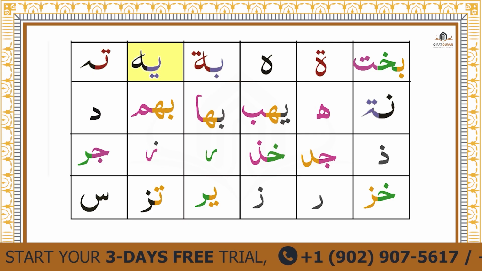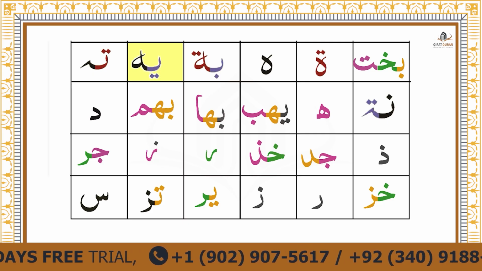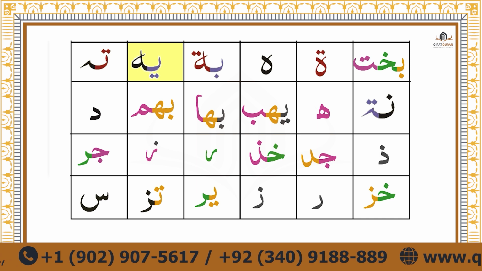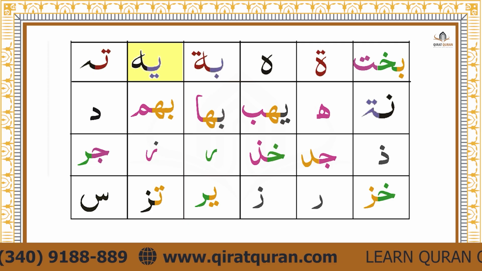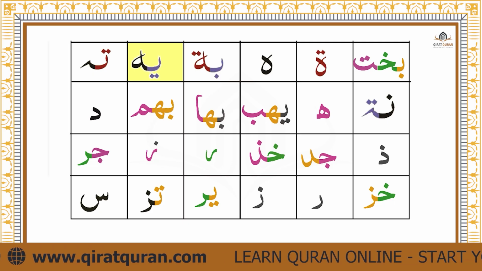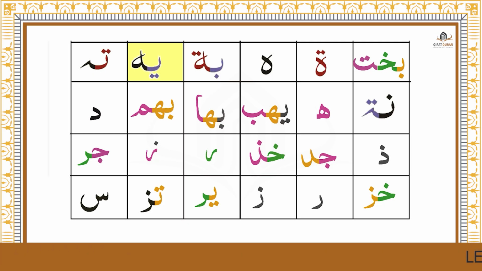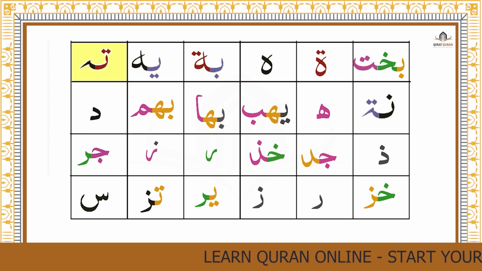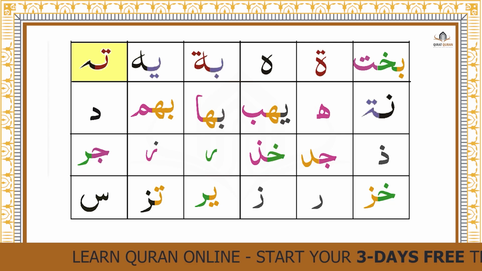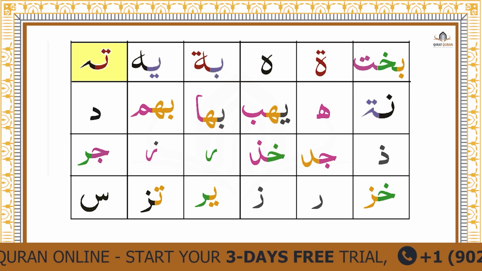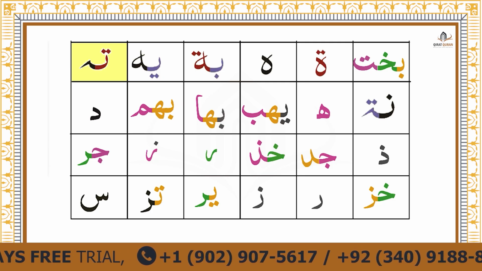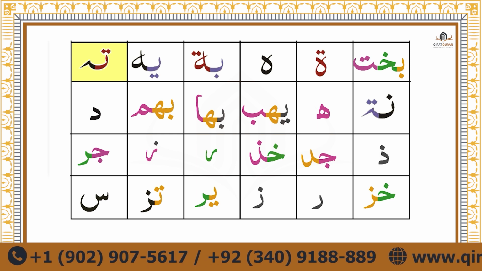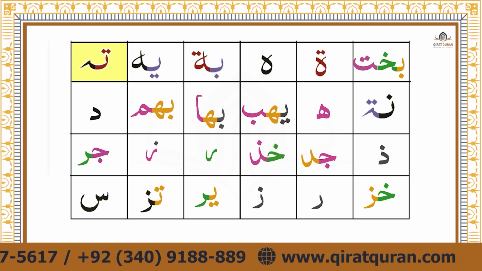Then there are also two letters. The first one, which has two dots at the bottom, in blue color, is Ya. The second one is Ha. So these two letters are Ya, Ha. There are also two letters. The first one, which has two dots at the top, is Ta. And the second one, the black one, is Ha. Ta, Ha.